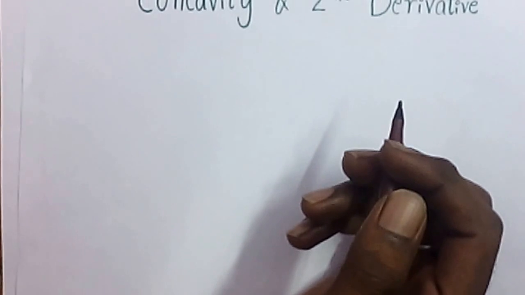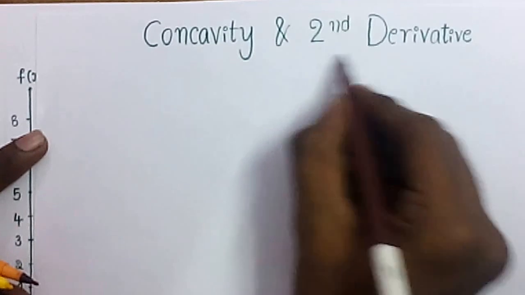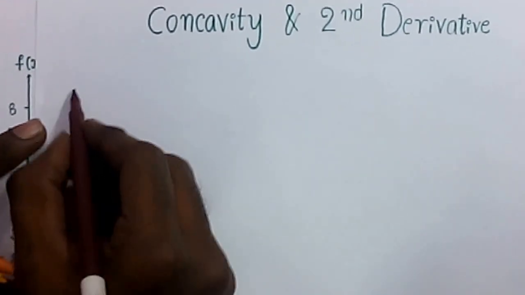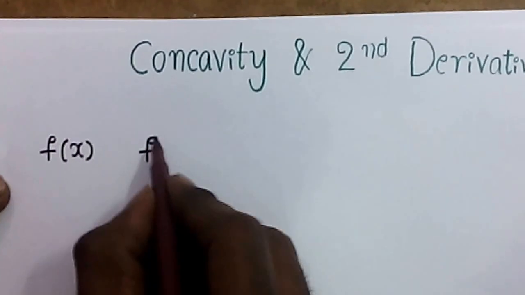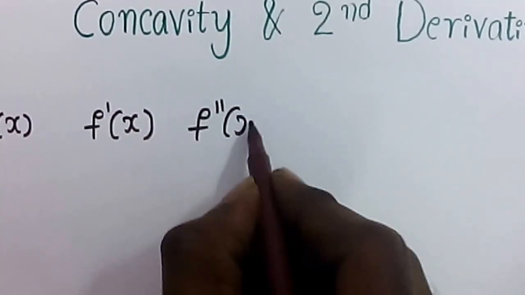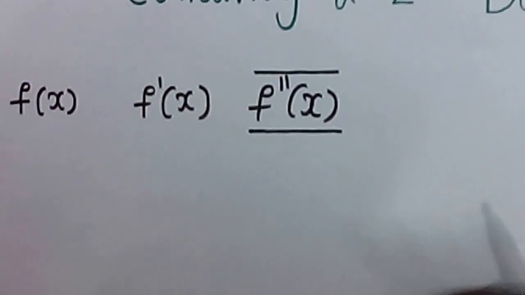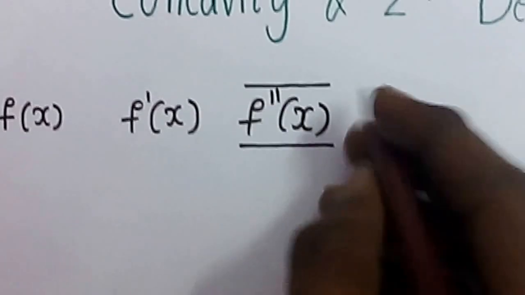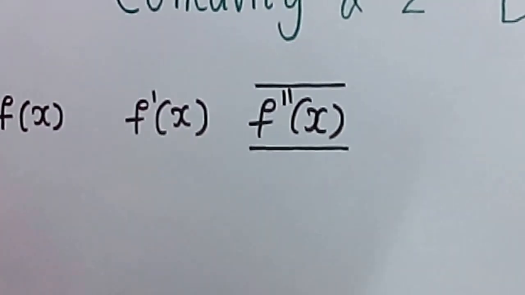Hi, in this video I'm going to talk about an elegant idea of calculus which I like the most, that is concavity and second derivative. Let us suppose I have function f of x, its first derivative be f prime of x and the second derivative be f double prime of x. So I'm going to stress upon f double prime of x. What happens when f double prime of x is positive, negative and 0? I'm going to explore this idea in this video.